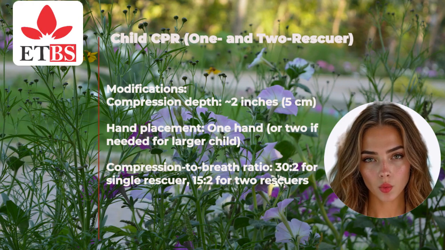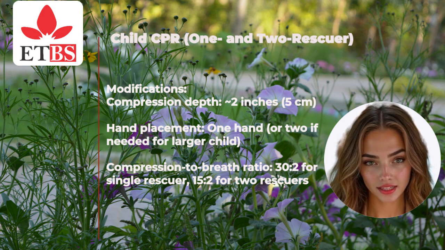Child CPR, 1 and 2 rescuer. Modifications: compression depth approximately 2 inches, 5 centimeters. Hand placement: 1 hand, or 2 if needed for a larger child. Compression to breath ratio: 30:2 for a single rescuer, 15:2 for 2 rescuers. Special considerations: children may suffer respiratory arrest first before cardiac arrest. Prioritize airway and breathing in initial assessments.